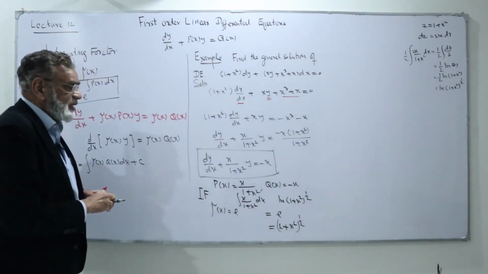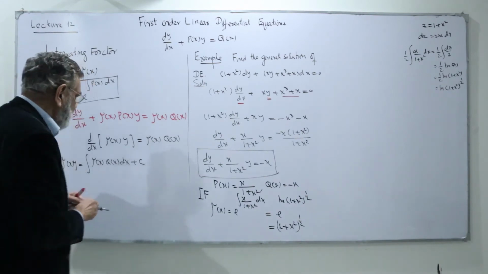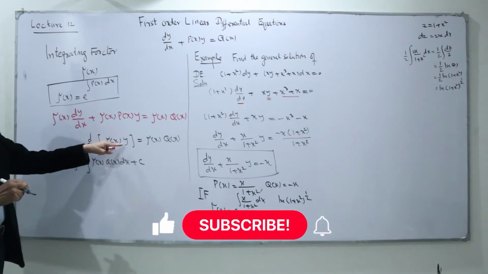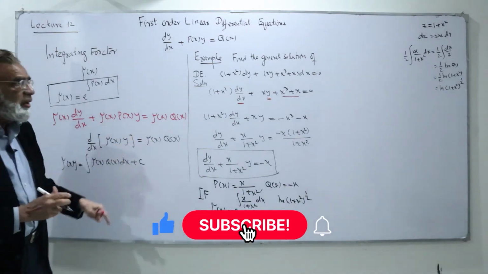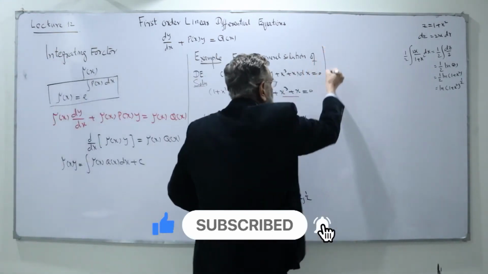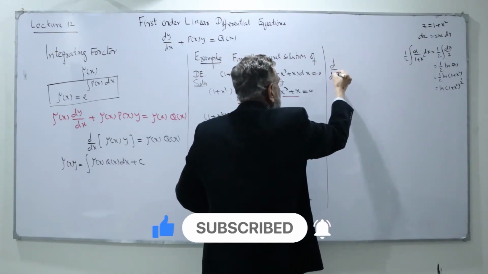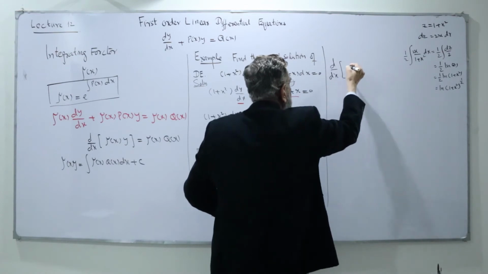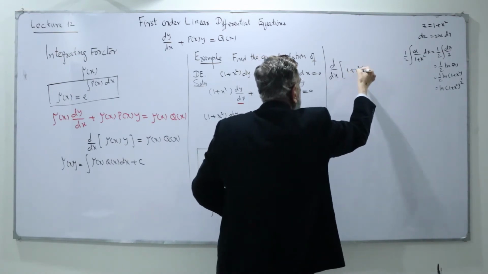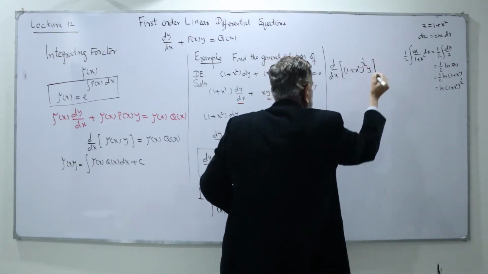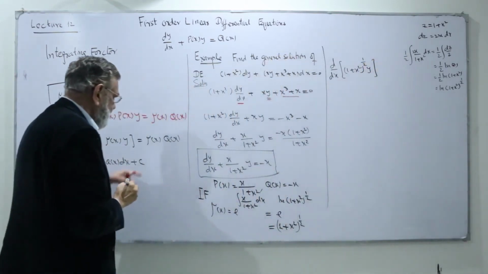Now I have my integrating factor. So what's my solution? My solution is d/dx of the integrating factor into y equals the integrating factor into q(x). I can write my solution as d/dx of (1 plus x square) to the power 1/2 into y is equal to the integrating factor into q(x).